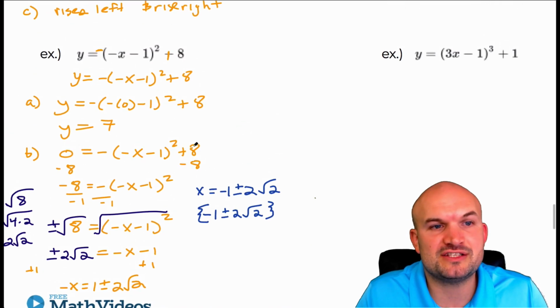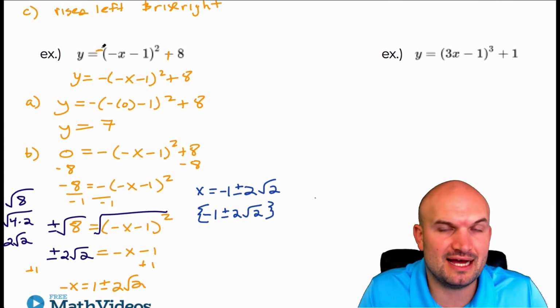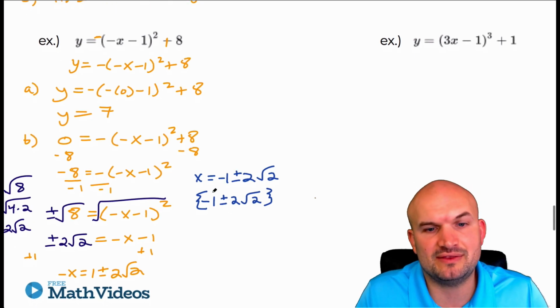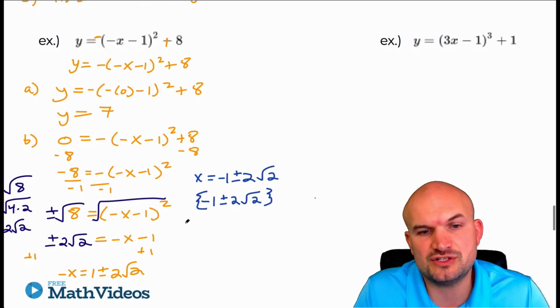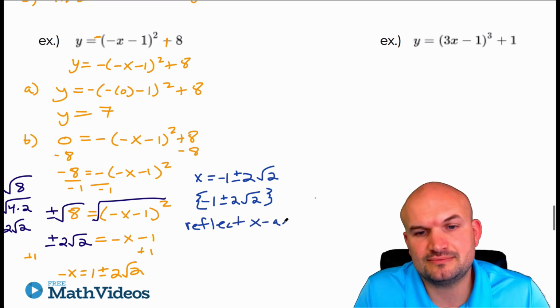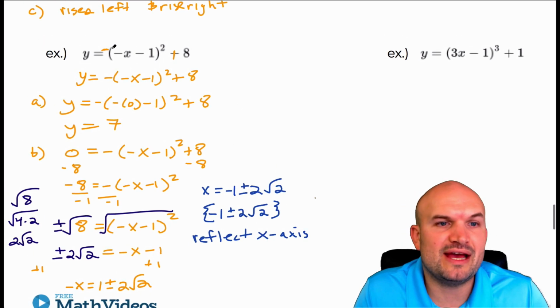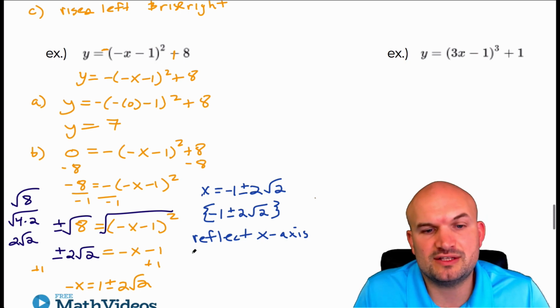If we want to find the transformations, now again, I added a negative on the outside. So again, we've got to think about what that's going to do to the function. That is going to reflect over the x-axis. We have a negative on the inside, so that's going to reflect over the y-axis.